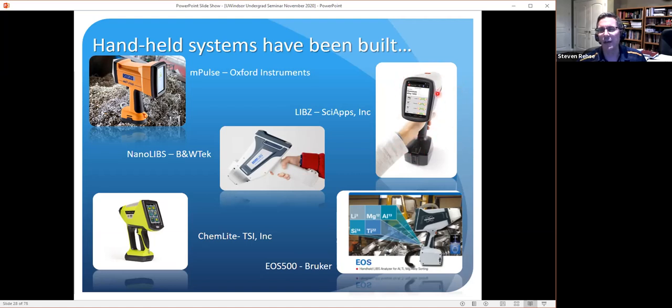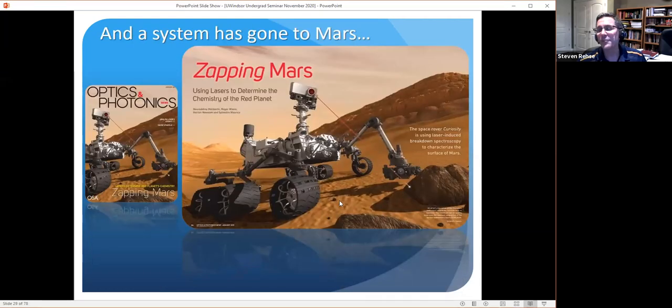And usually they now have cell phone app driven analysis right on the back of it. So you can just upload that right to your phone and do everything on an app, which is super, super cool, but definitely man portable, which is great. And most importantly for my field, to prove that this stuff actually works, a system has gone to Mars.